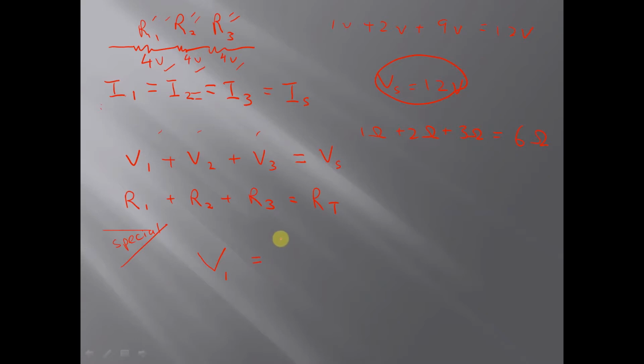The formula is this way. You just have to take the resistance at the first one. Of course, it's respectively. Kalau ini V2, ini pun R2. Kalau ini V3, ini pun R3. Bahagi dengan total resistance, jumlah rintangan. Lepas tu didarabkan dengan voltan daripada battery, itu supply. So that's the special formula.